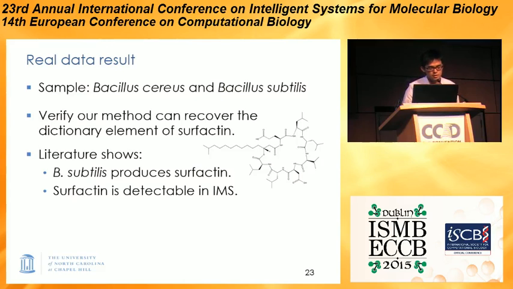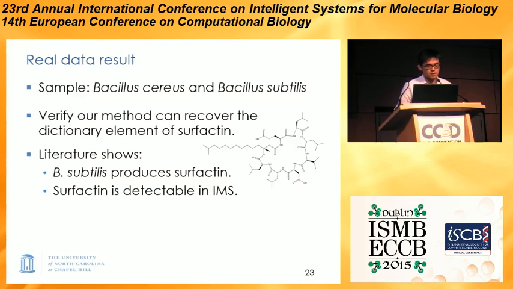In the real data, the sample consists of two bacterial strains, Bacillus cereus and Bacillus subtilis. Our method recovers the whole dictionary from the sample. In order to verify it, we show it can recover the dictionary element of the molecule surfactant. Previous studies on Bacillus subtilis show it produces surfactant, and surfactant is detectable in IMS. So we expect to see them present in our sample.